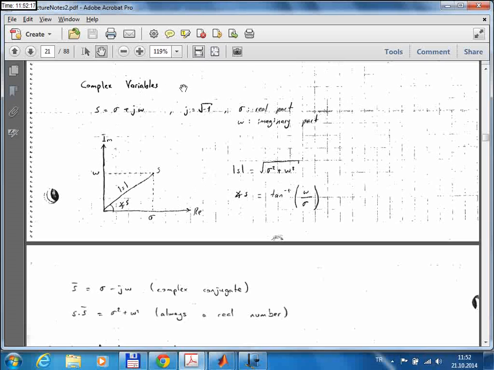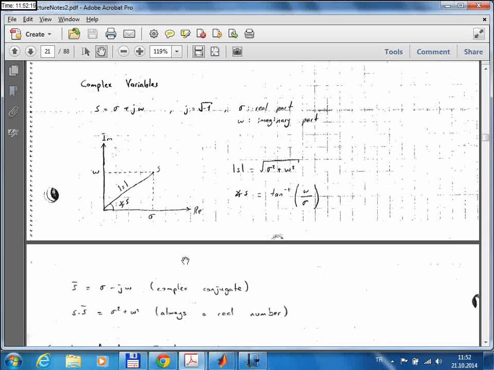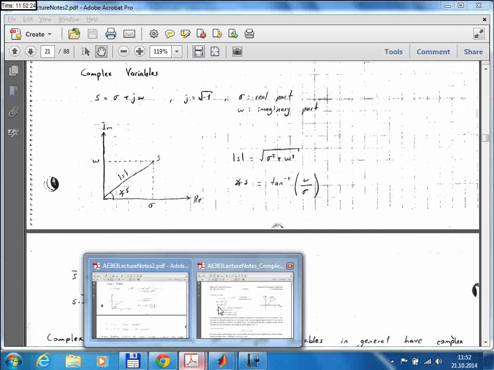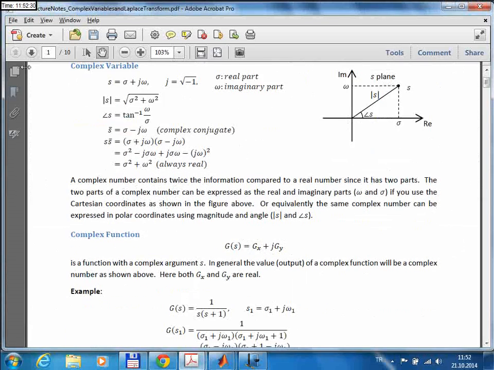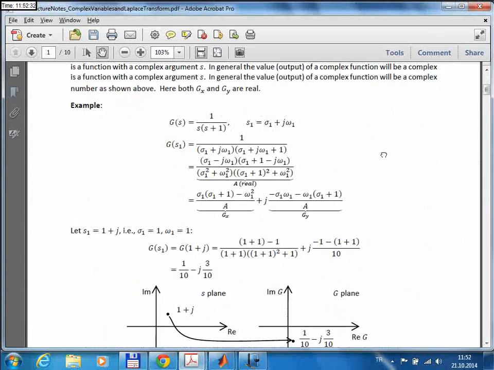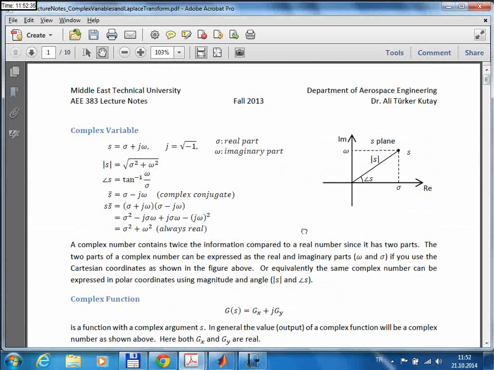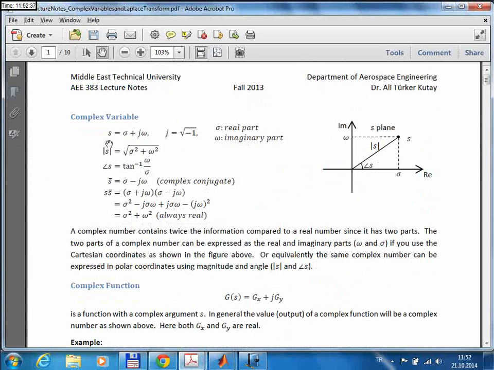If you look at these lecture notes, there's a heading complex variables, but this part is not complete. So I'm going to give you this other file, which includes a complete review of complex variables and Laplace transformation. This is another file, so I'm going to post this as well. Let's take a look at this quickly. Okay, so the Laplace transformation involves complex variables. Before talking about Laplace transformation, let's remember what a complex number is.